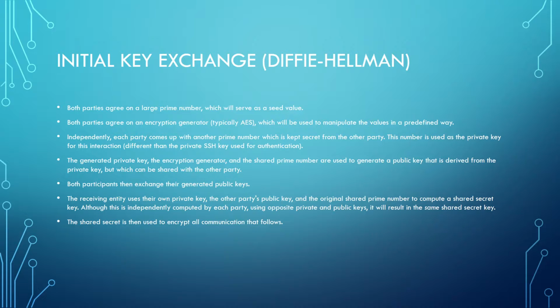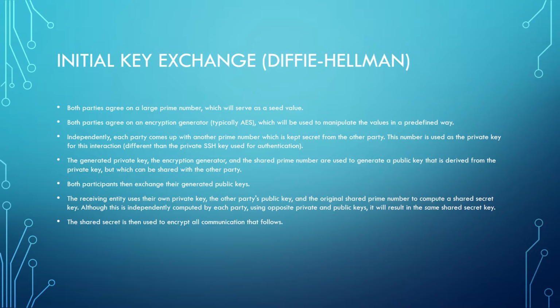The generated private key, the encryption generator, and the shared prime number are used to generate a public key that is derived from the private key, but which can be shared with the other party. Both parties then exchange their generated public keys. That's unencrypted. That goes over the air. Anyone can see that. The receiving entity uses their own private key, the other party's public key, and the original shared prime number to compute a shared secret key.